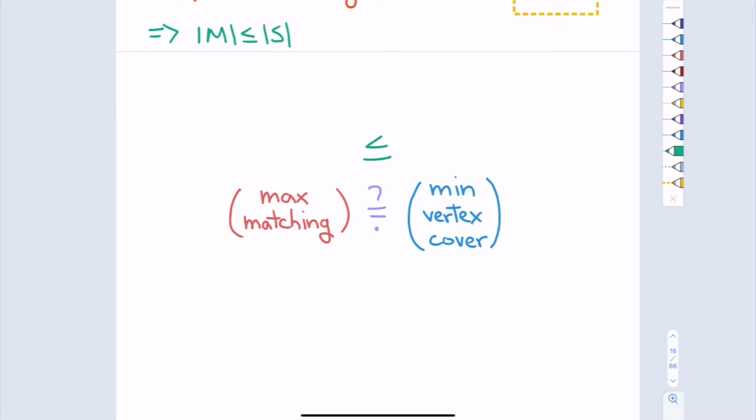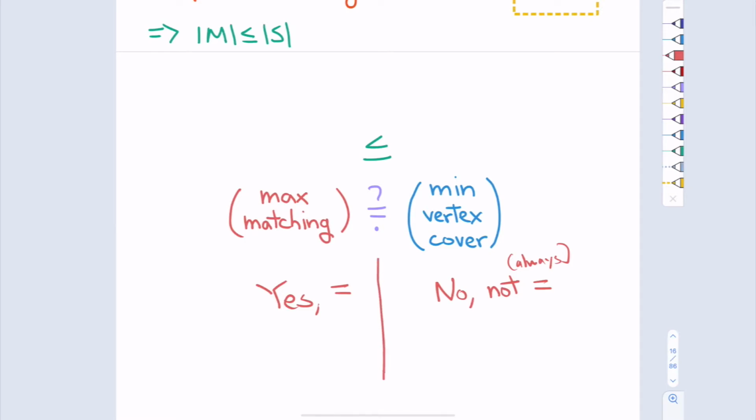I'll take a poll. Yes, they're always equal, or no, they're not always equal. Okay, the question makes sense? You don't know if they're equal or not. Who thinks we can show that the size of a maximum matching is always equal to the size of a minimum vertex cover?